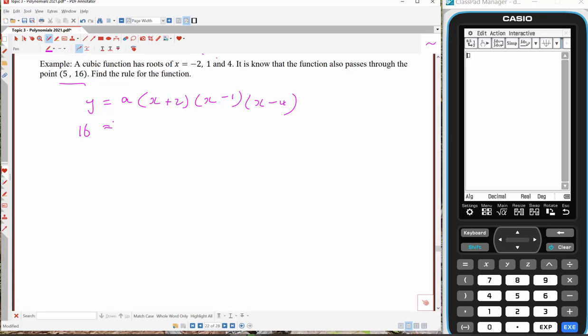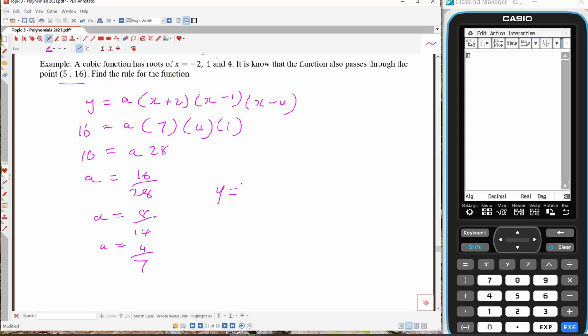Bang in this. 16 equals a, 7, 4, 1. 16 equals a 28. A equals 16 over 28. A equals, what's that? 8 on 14. A equals 4 on 7. I'm the world's worst simplifier. Because it doesn't require any particular form, let's just go 4/7, x plus 2, x take 1, x take 4, and you'd be crazy to expand that. There's no point.